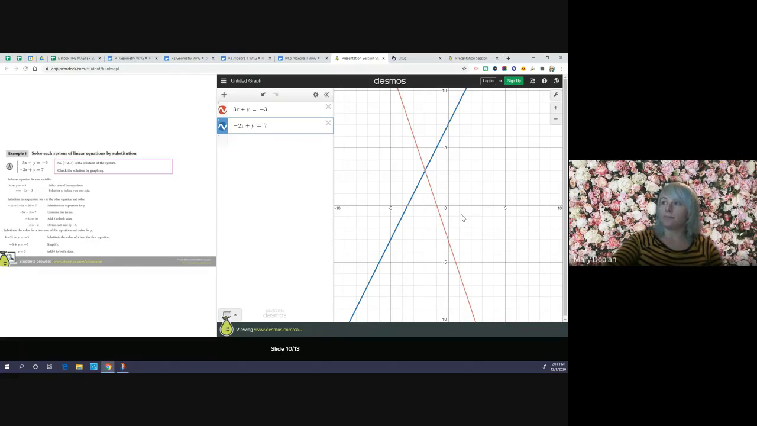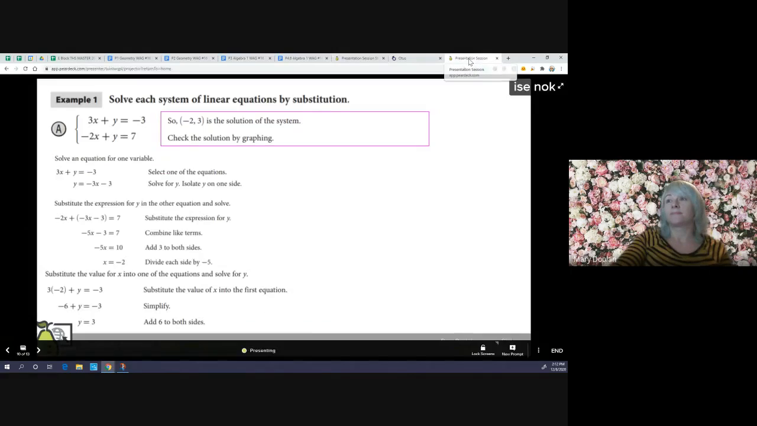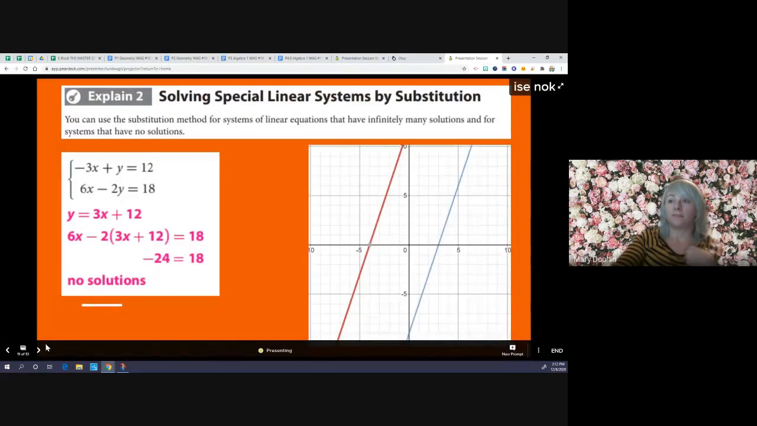Now, in this picture, I can see these two lines do intersect in one place, at one point. And the coordinates of the point that they intersect, they better be what I figured it out to be with the substitution method. It better be negative 2, 3. And so right here, if I hover over it, or even if I click, negative 2, 3. So I know I did it correctly. Okay. So that's an example when there's one solution.